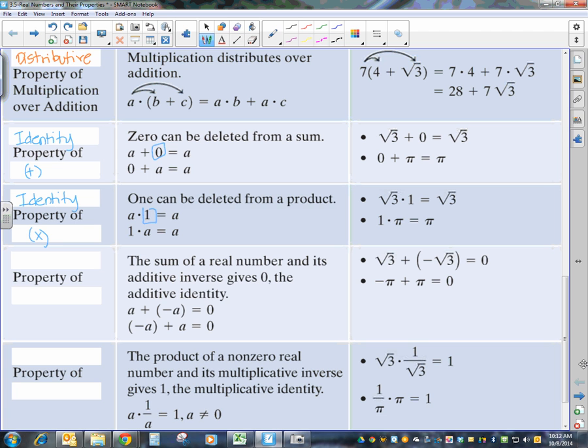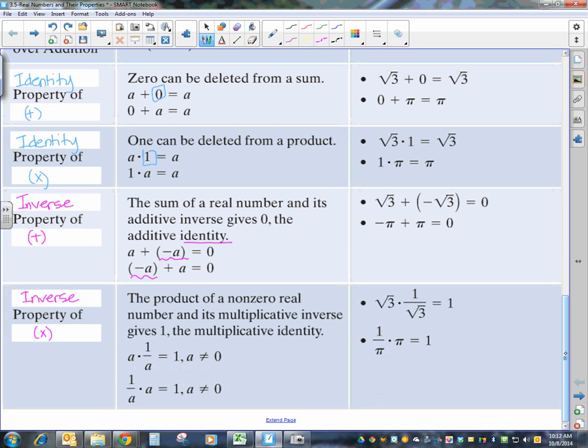Okay, and then the last one we have is the inverse property of addition and the inverse property of multiplication. And what you probably didn't realize is the inverse is what we add to something to get back to the identity. Or in regards to multiplication, it's what we multiply a number by to get back to the multiplicative identity, which is 1. Additive identity is 0.